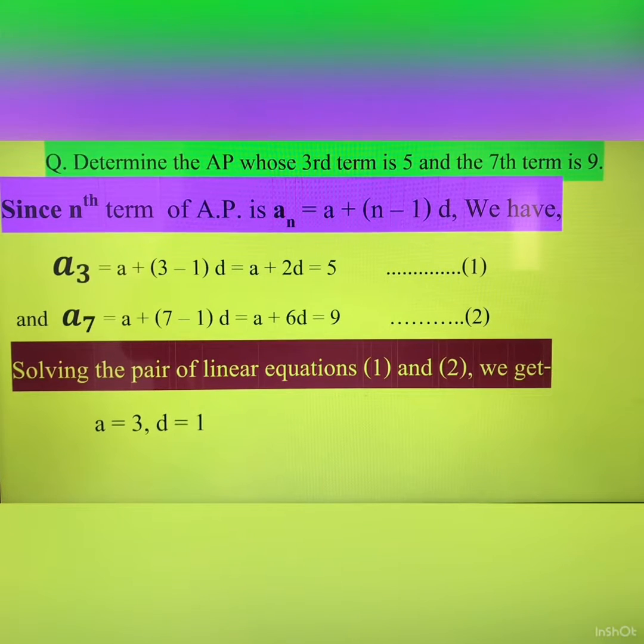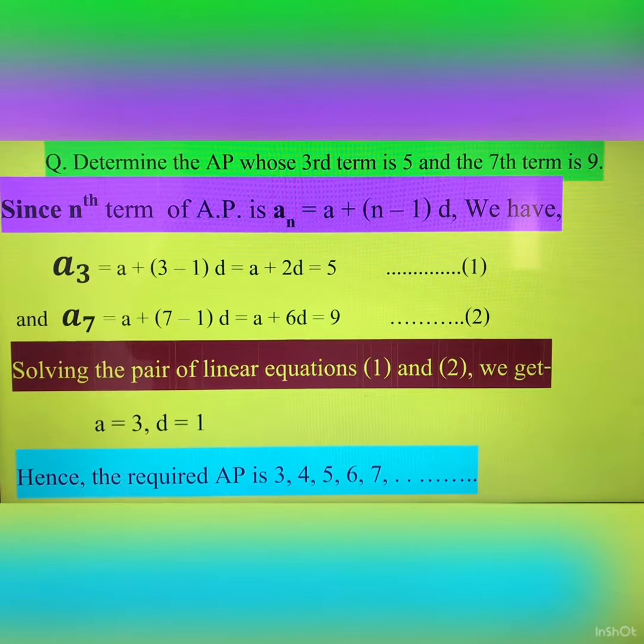What we know is that the standard form of an AP is a, a plus d, a plus 2d, and so on. A is 3, and a plus d, that is 3 plus 1, is 4. The third term, a plus 2d, means 3 plus 2, that is 5, and a plus 3d you will get 6, and similarly you will get 7. So this is the AP. Now this is the application of the nth term of an AP and the standard form of an AP.